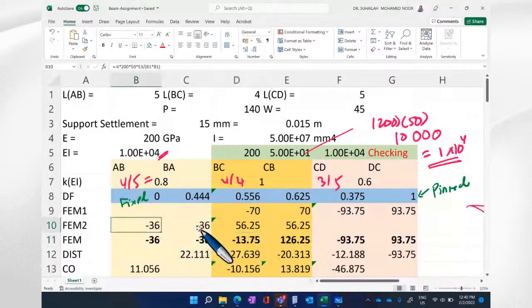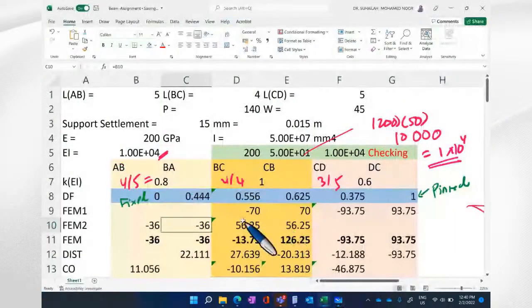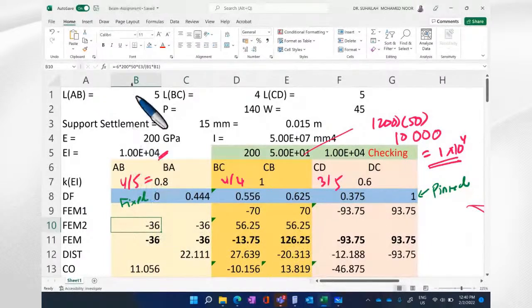Okay, one negative, one positive. Negative and positive, so we get this. AB is negative for both, and BC is positive for both. So 6E is 200 times 500 times 0.015 divided by L squared.